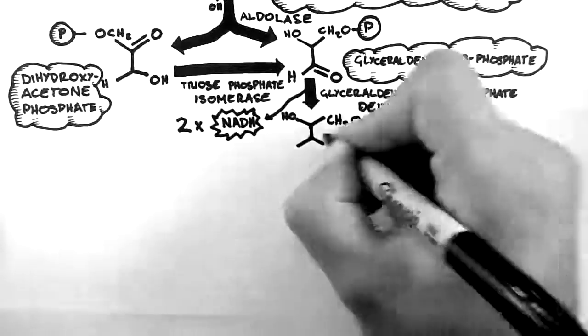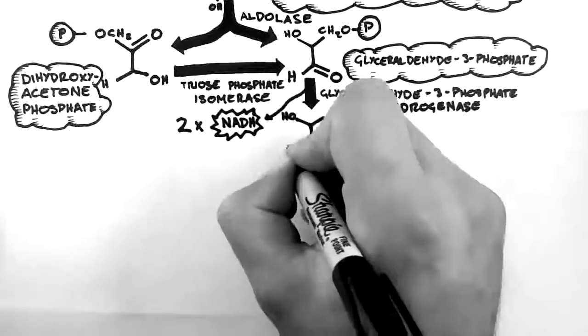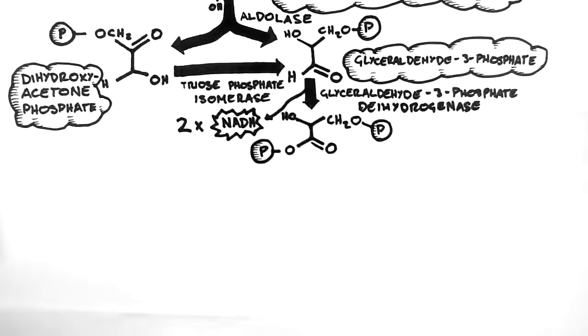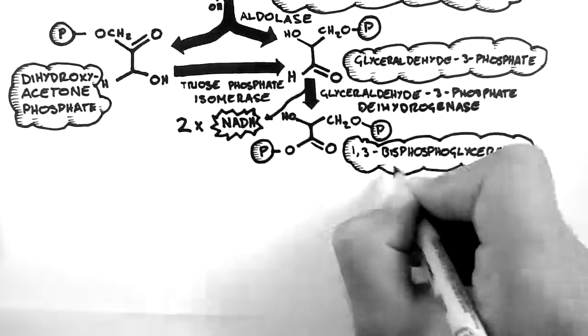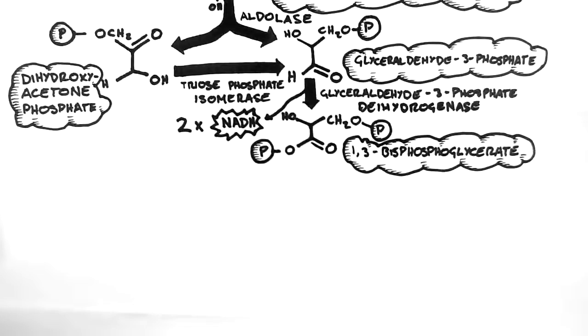The hydride group on the molecule is replaced by a phosphate group supplied from inorganic phosphate, not from ATP. It is the reduction of NAD+ into NADH which provides the energy to bind inorganic phosphate. This gives us the molecule 1,3-bisphosphoglycerate.